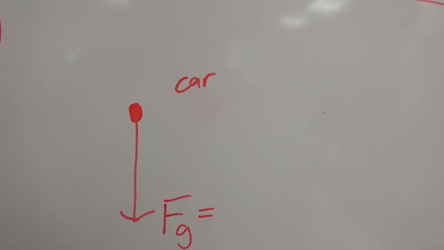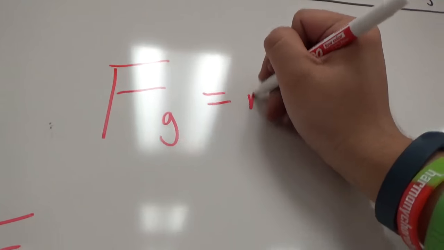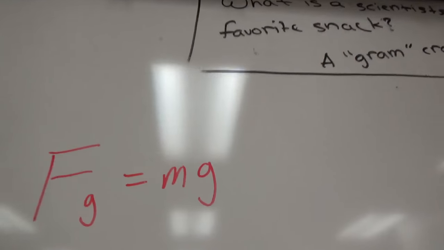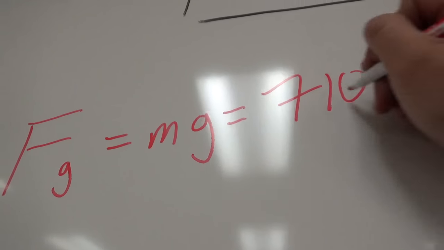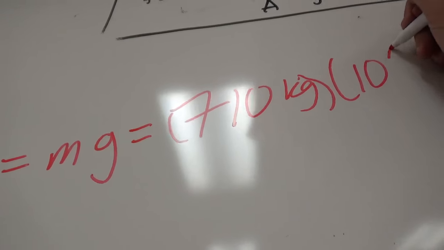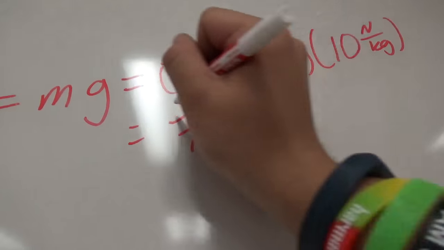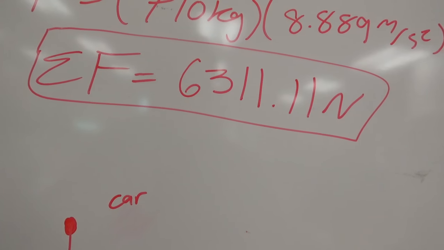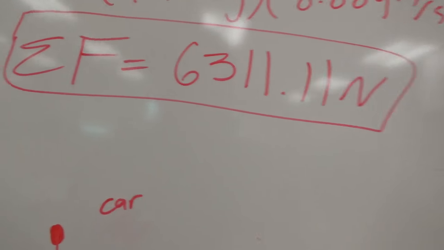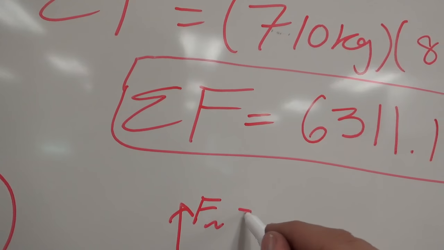Since our car is 710 kilograms, what you guys need to remember is the gravitational force is our mass times our free fall acceleration, or it's mass times the gravitational field strength. And so you do 710 kilograms multiplied by 10 newtons per kilogram, or same thing as if you did 10 meters per second squared. It's the same thing. And so we get the gravitational force to be 7,100 newtons.